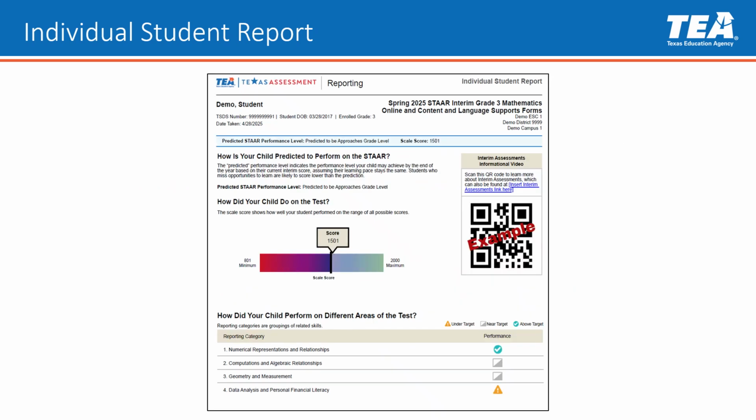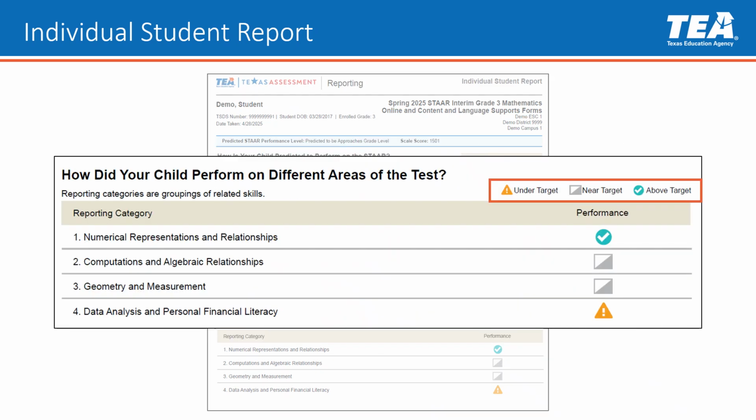The table at the bottom of the page breaks down how well the student performed within the 4 content reporting categories. Reporting categories are groups of related knowledge and skills that students need to learn over the course of the year. How your student performed in each group is measured by 3 target levels: under, near, or above target. In this example, above target, as seen here in reporting category 1, means the student was proficient in their performance and is able to successfully answer questions within this group of questions.